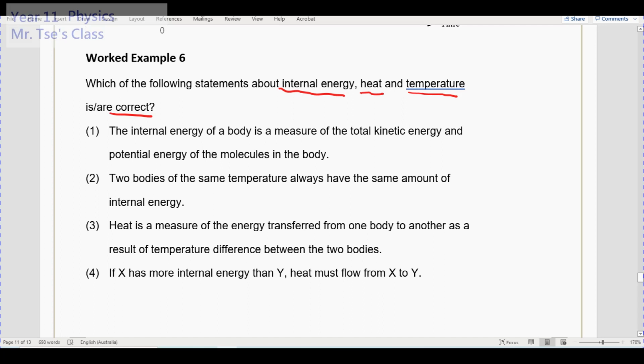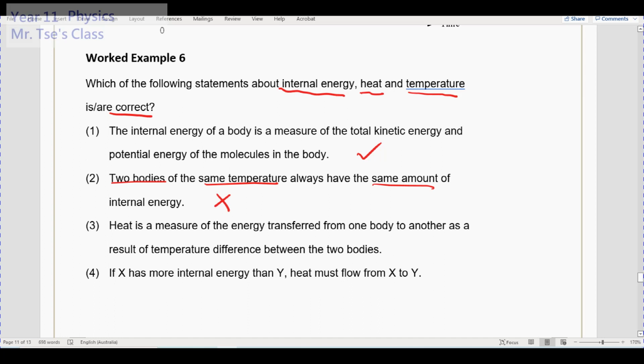So total Ke and Pe, yes, that sounds correct to me. Okay, I just say take two bodies of the same temperature always have the same amount of internal energy. Same temperature, two bodies, does it mean the same amount? We didn't say whether the two bodies are made of the same material, or whether they have the same mass. Think about the example of a kettle of boiling water and an iceberg.